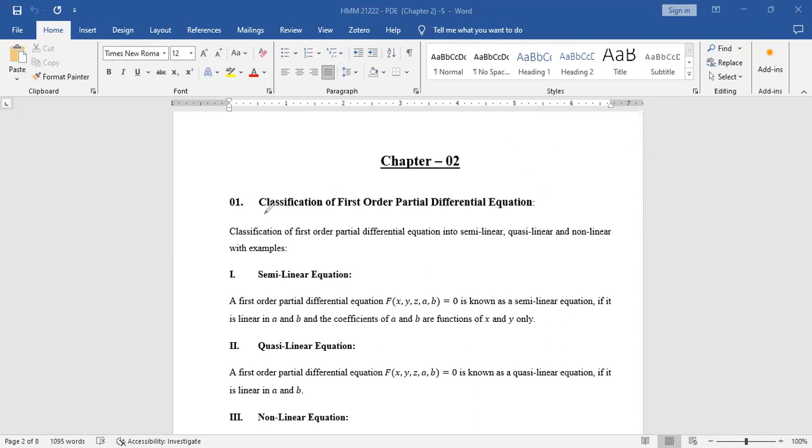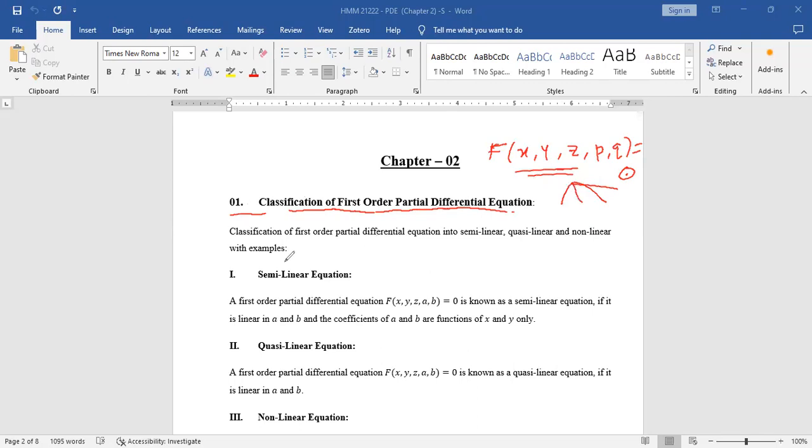For that, put our first heading: classification of first order partial differential equation. We know how the first order will look, no? We'll have some independent variables, some dependent variable, and we may have p comma q. This is our first order partial differential equation format. Let's see what types are available for first order.